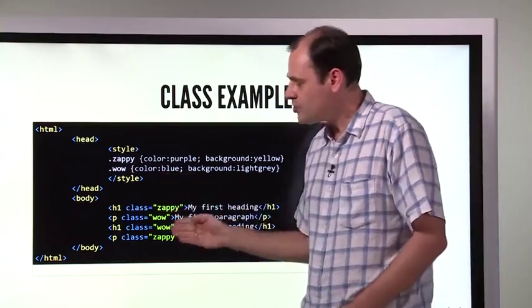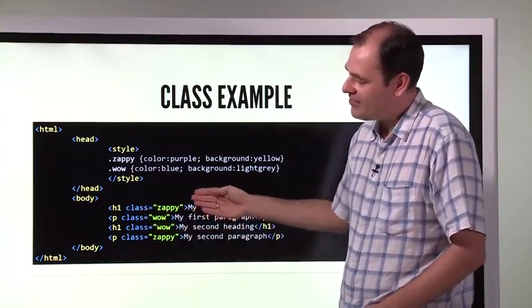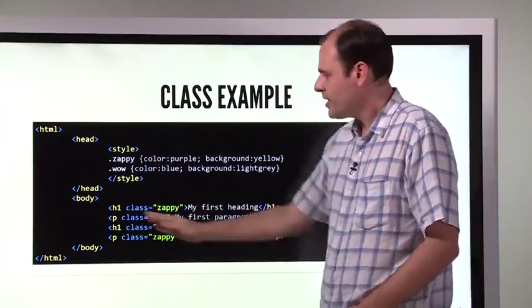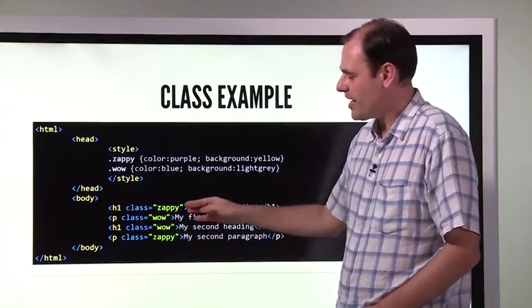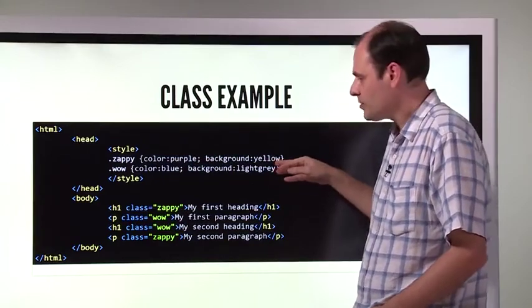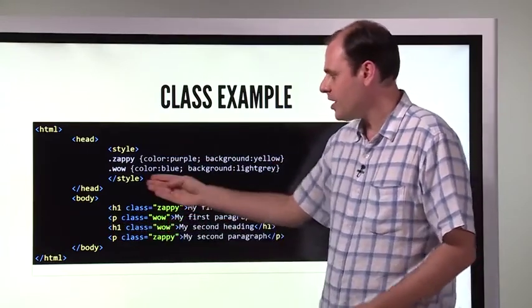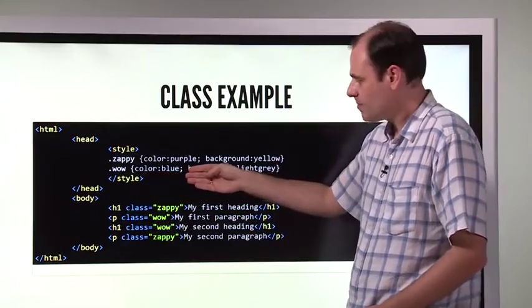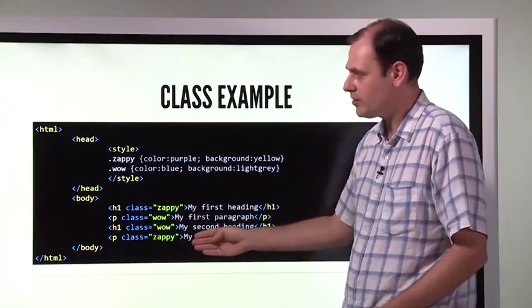And then how do you use it? Well, you have your element, and then you say class equals, and then the name of that thing that you wrote at the top, okay? Header 1 is going to have the zappy style, okay? What is the zappy style? Okay, it's purple and yellow background. Okay, paragraph, it's going to have a wow style. What's that? Oh, that is blue color text and light gray background. Okay, so some of these have zappy style, some of these have wow style.